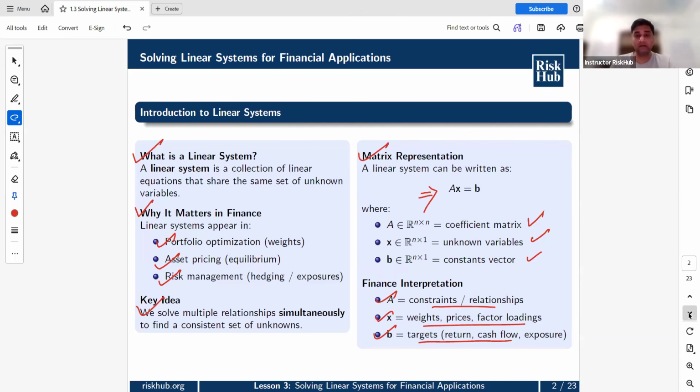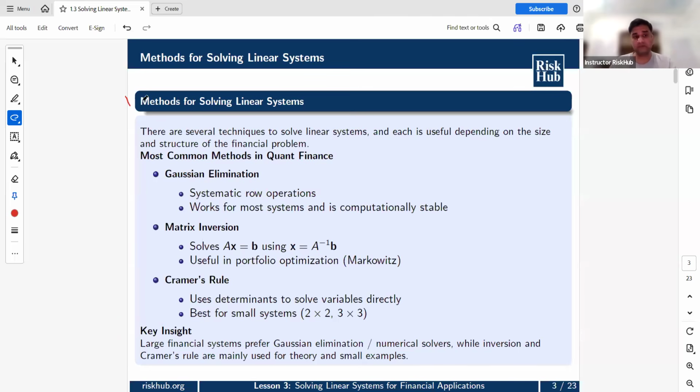Then we get into the next part, which is the methods for solving linear systems. The slide is introducing three major methods. This is again important because different financial problems require different computational approaches. You're looking at Gaussian elimination. This is the workhorse. Banks use variations of this everywhere. There is a core idea.